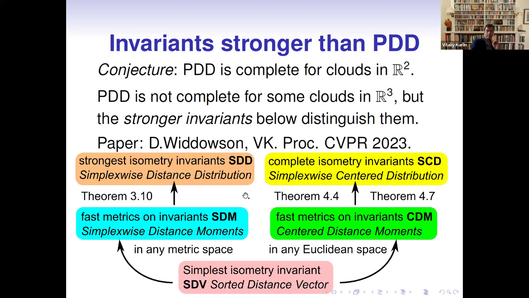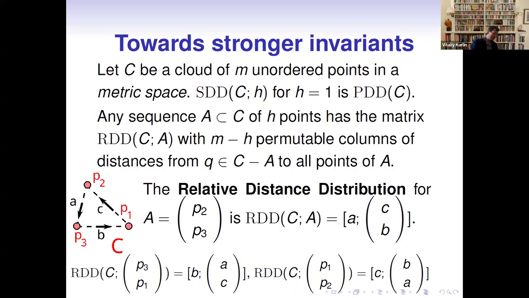And let me now explain the key idea of the invariant in the last 10 minutes only. So what was the idea of point-wise distance distribution? We were writing down distances per point, right? Now let's write down distances not per point, but per a pair of points, and then per a triple of points and so on. So we simply go to higher order invariants here.